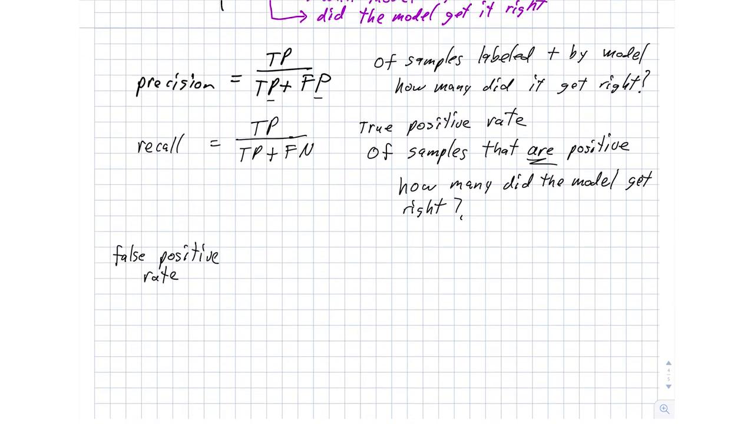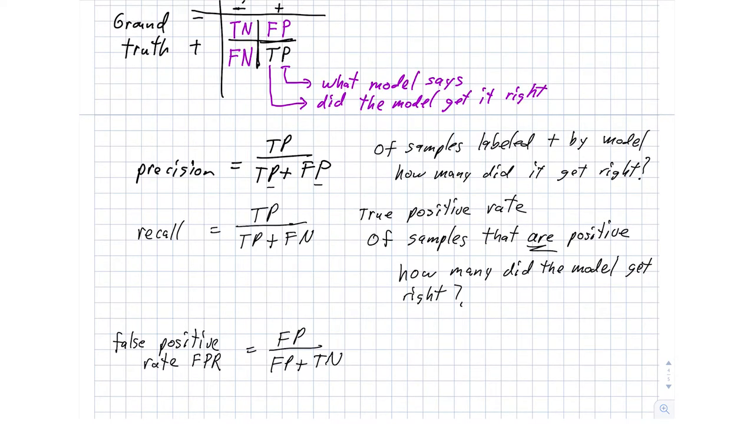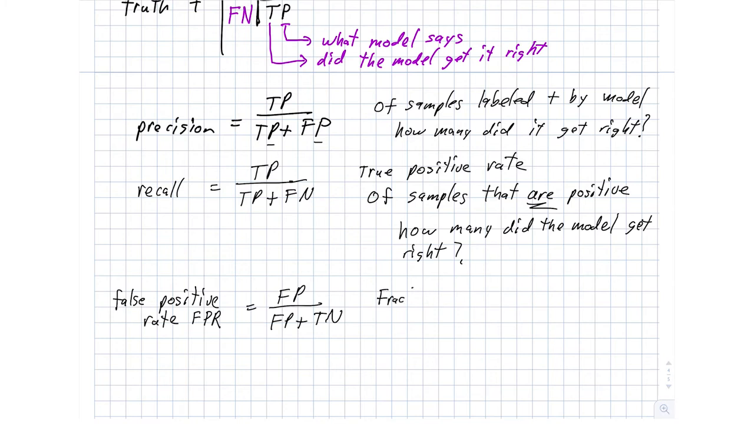The next one is false positive rate. You'll see me abbreviate that as FPR. And this is equal to false positives over false positives plus true negatives. So let's look at where that sits here. This is actually looking at this top row right here. Another way to think about this is it's the fraction of real negatives, so the ground truth is negative, that are incorrectly labeled as positive.